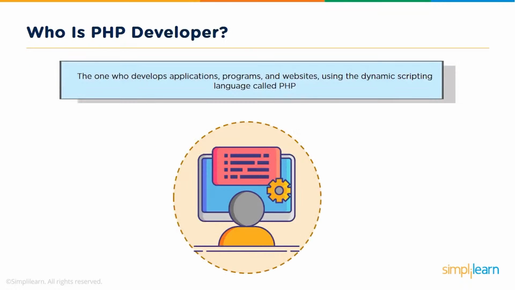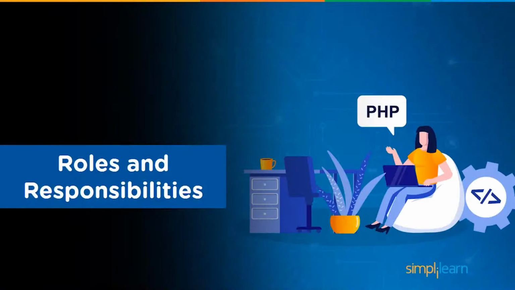Moving forward, let us see who is a PHP developer. What job does he have to do? A PHP developer is a professional who develops applications, programs, and websites using the dynamic scripting language called PHP. However, the job isn't as easy as it sounds. Moving forward, let us have a look at the roles and responsibilities of a PHP developer.